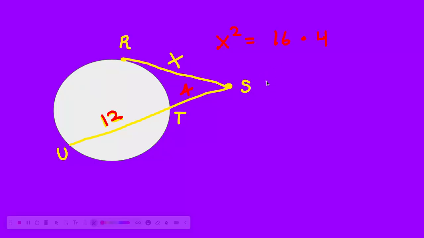So what are we going to do here? 16 times 4 is 64. So x squared has to equal 64. And if we square root both sides, x is 8. So that is the secant-tangent theorem. All right.